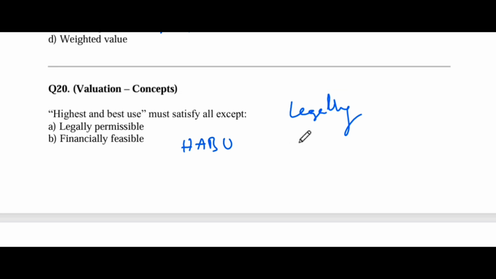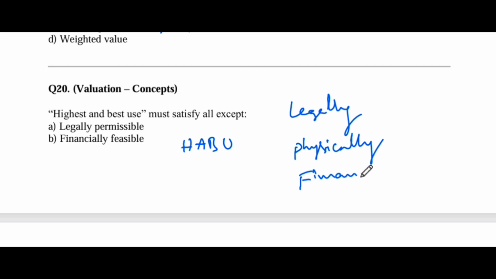And physically possible. See here, legally permissible means the use must comply with all applicable laws, zoning regulations, municipality bylaws, and all legal restrictions. Should comply with all those requirements. Then only it comes under HABU. And the second one is physically possible. The property must have the physical characteristics like size, shape, topography to support the use. And the third one is financially feasible.